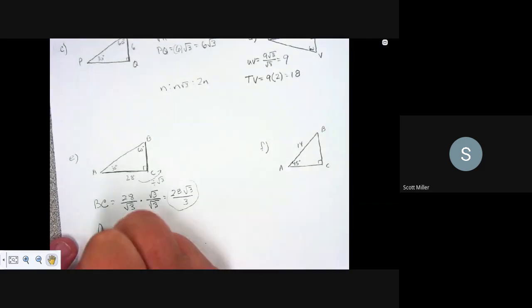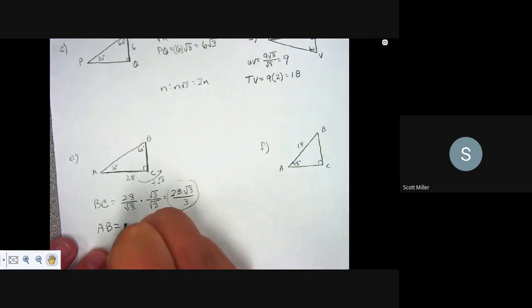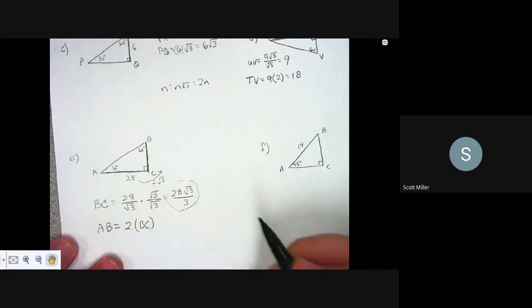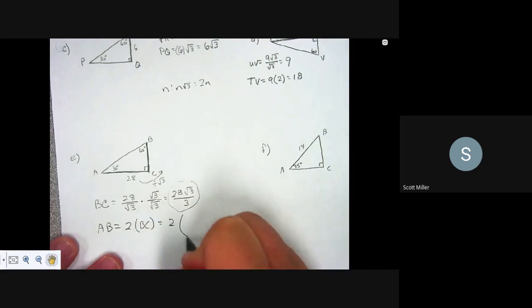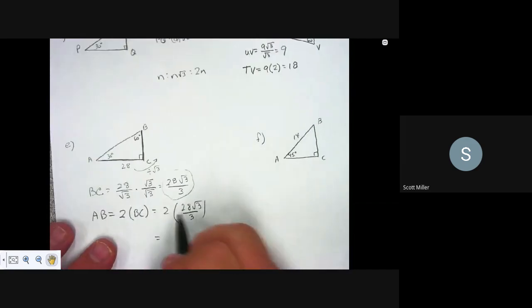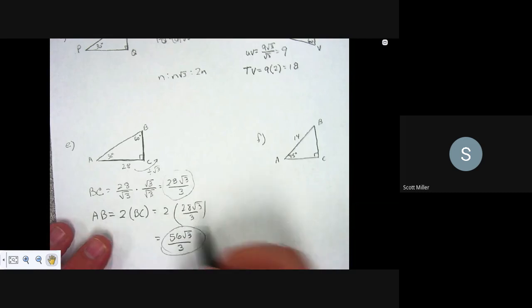So AB is the hypotenuse, and AB is 2 times the short side. It's 2 times whatever BC is. So it's 2 times the 28 square root of 3 over 3. So as I multiply this together, nothing can reduce or anything like that. So it's just going to be 2 times the 28 or 56. And so that is AB.